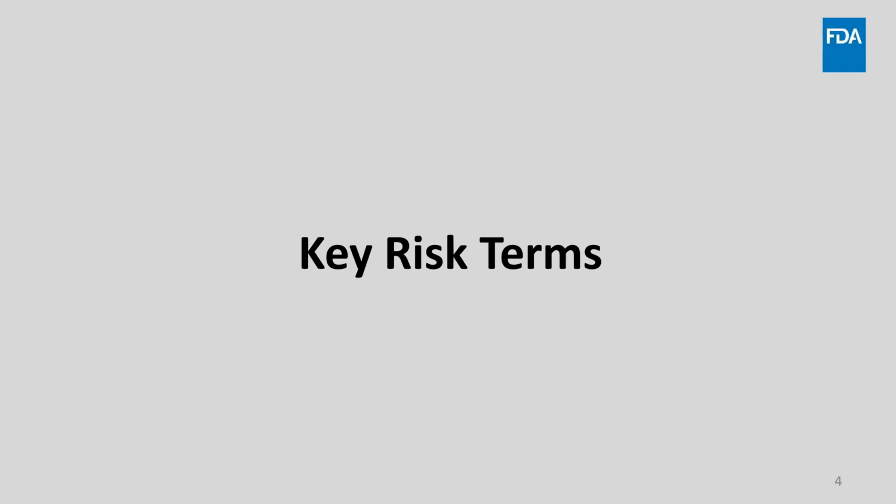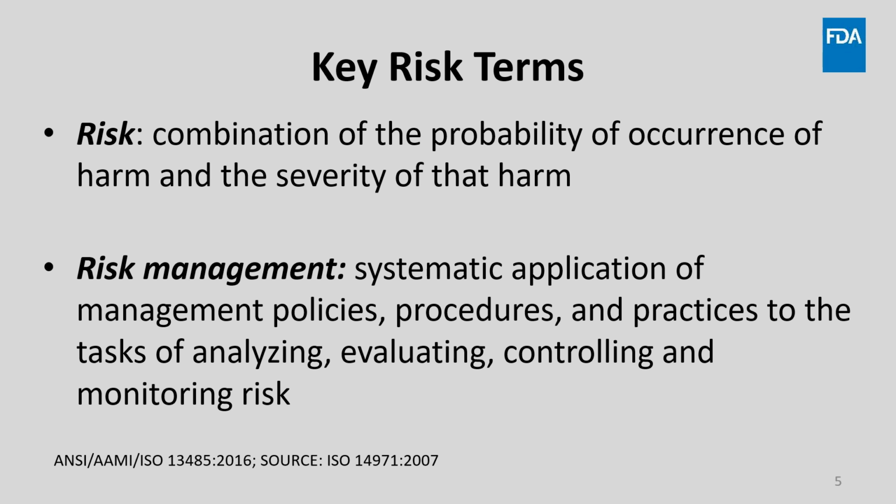Let's begin by defining a few key terms used in this presentation. Understanding key risk terms is crucial for implementing effective risk concepts in your quality management system. Risk is defined as the combination of the probability of occurrence of harm and the severity of that harm. This term describes what could go wrong, how likely it is to happen, and how serious the consequences would be.